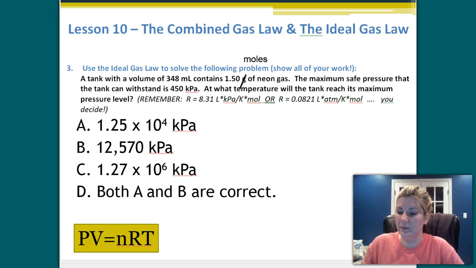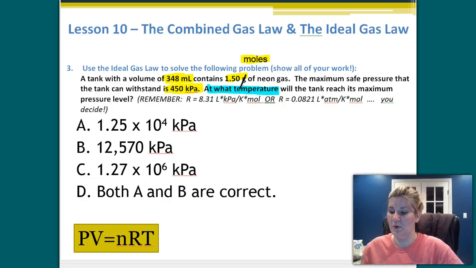It says a tank with a volume of 348 milliliters contains 1.5 moles of neon gas. The maximum safe pressure the tank can withstand is 450 kilopascals. At what temperature will the tank reach its maximum pressure level? So don't be confused. The maximum pressure was given to you here. The maximum pressure is 450.